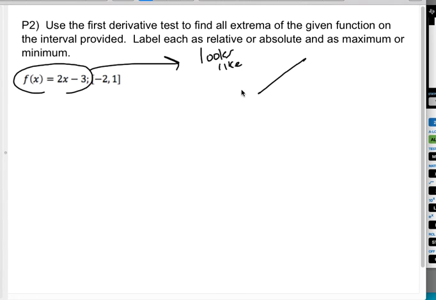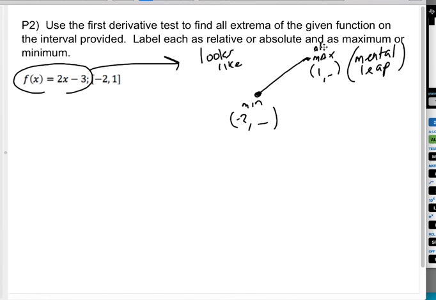So could you look at this and say, wait a second, this just looks like a line with a positive slope, which must mean that the min is at the left endpoint and the max is at the right endpoint. Would that be cheating? It would not be. So if you were able to spot that, if you made this mental leap that it looks like this, so the min is at negative 2, comma, blank, and the max is at 1, comma, blank, and they both have to be absolute because there's nothing else happening here. The graph literally just goes up the whole time, right? That's not wrong. That's okay.